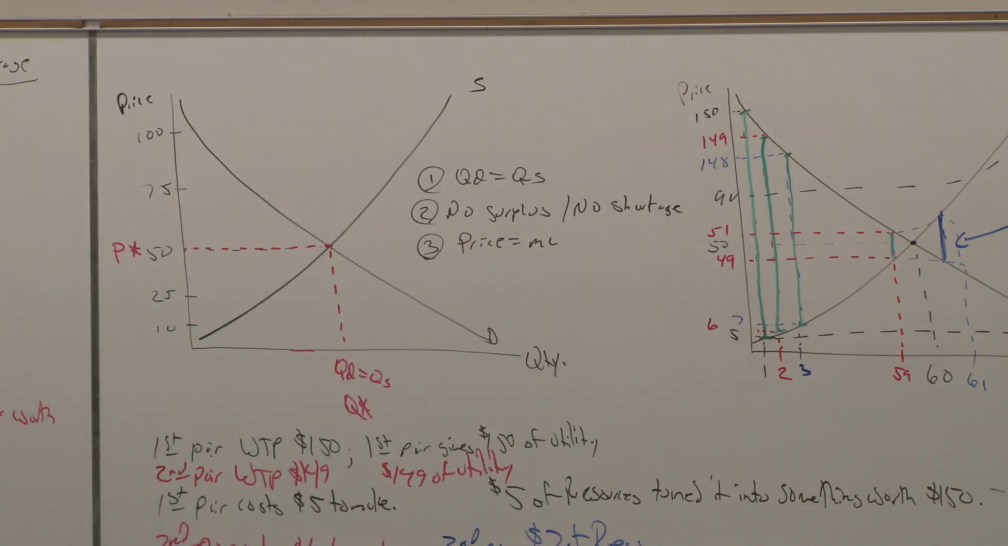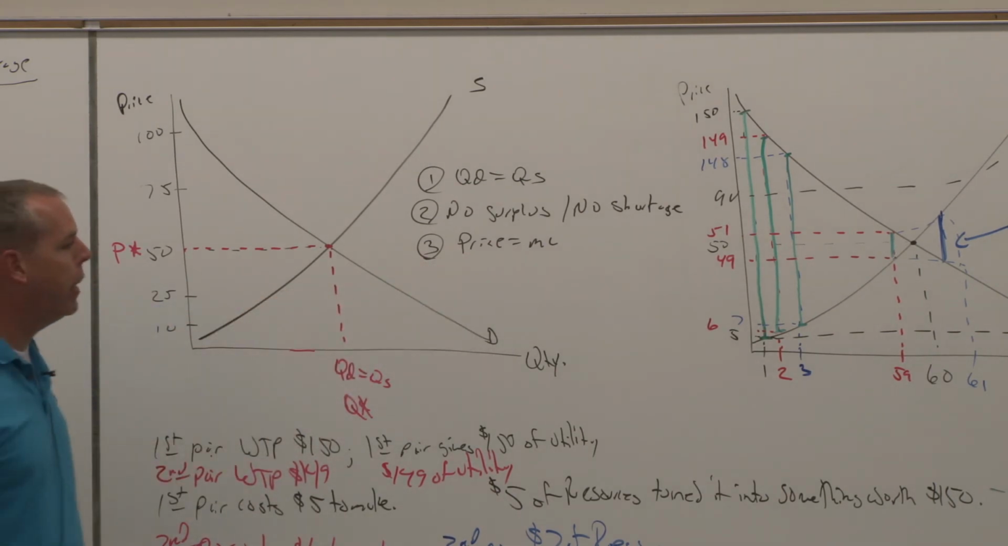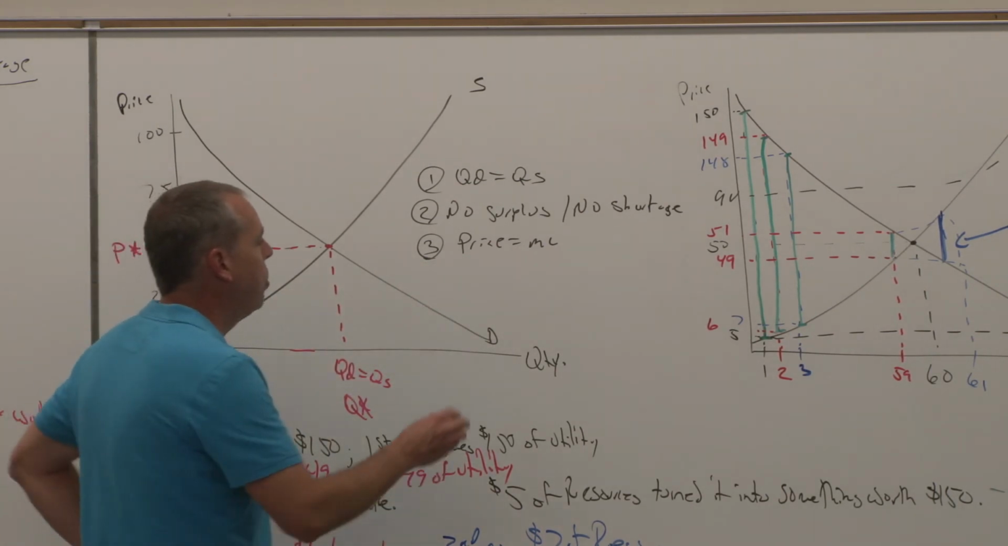Price is equal to marginal cost, right? The price of these jeans is $50, which is exactly equal to what it costs to produce the next unit, right? So what we see here in equilibrium is that the price the consumers are willing to pay for the next unit is exactly equal to what it costs to produce the next unit.